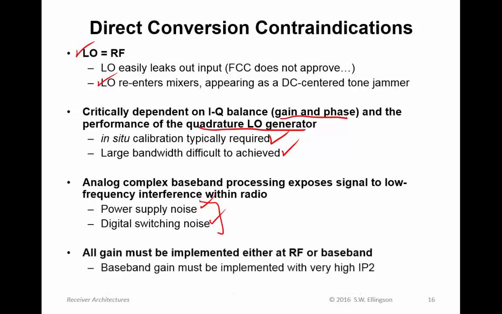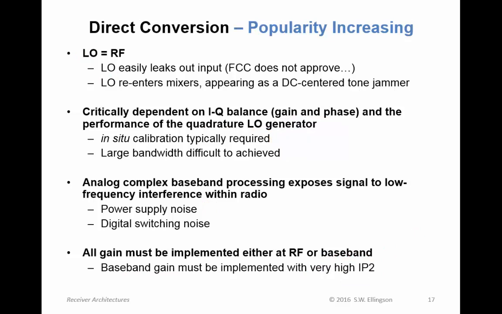Finally, all gain must be implemented either at RF or at baseband. There is no possibility of distributing gain at other IFs, at least as I've shown it here. That means baseband gain, the gain at the IQ stage, must be implemented with extraordinarily high second-order linearity. So this is perhaps the biggest problem of all for direct conversion. Now, having said that, the popularity of direct conversion is actually increasing as the years roll on.